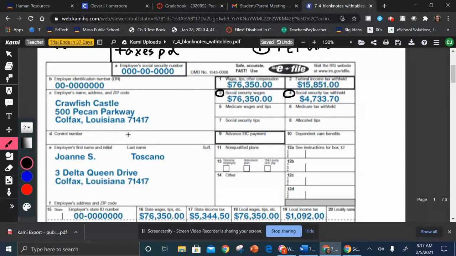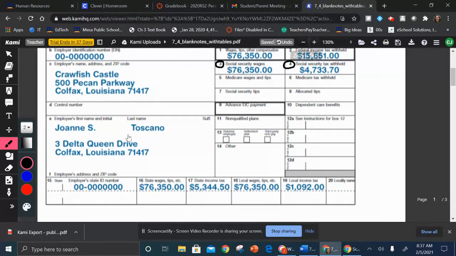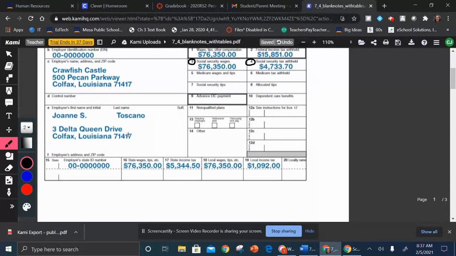So what we're going to do is we're going to multiply. Okay, so we are going to multiply the total. Okay, so the total in box 1, because that's the total wages. Total in box 1 times 1.45%. Okay. Everybody, that is for box 6. Okay. Box 1, 2, and 5 are the same.